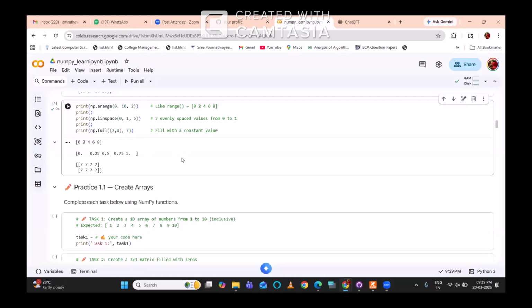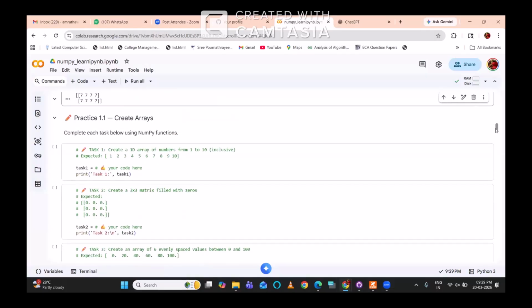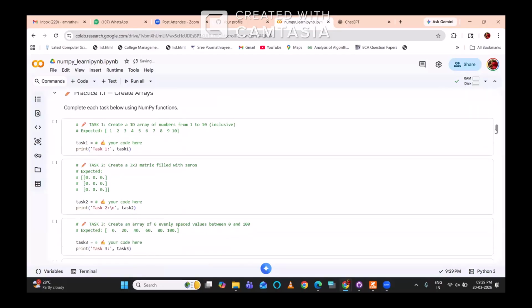Now, the next part is a practice question. So, try to write your code according to the task. Don't cheat yourself. Try to do it on your own. Don't look into ChatGPT or anything. Try to do it on your own. And please let me know whether you are getting a proper answer or not.